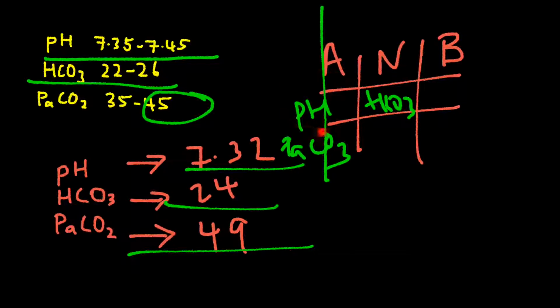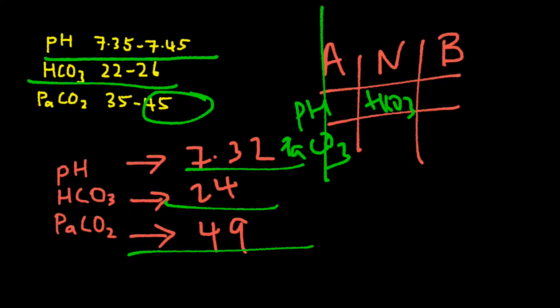Which means pH is acidic, acidosis. PaCO2 represents respiratory. So here you have respiratory acidosis, and HCO3 is in the normal region, meaning the body is not trying to compensate for the acidosis. This is a non-compensated respiratory acidosis.